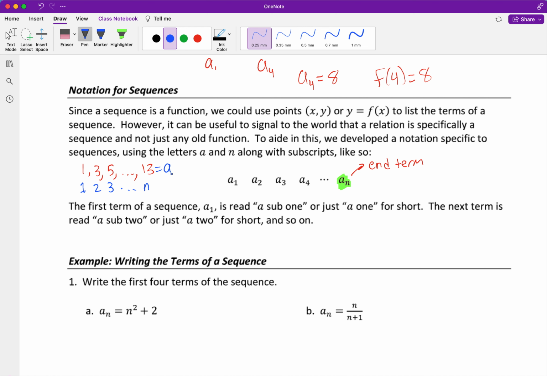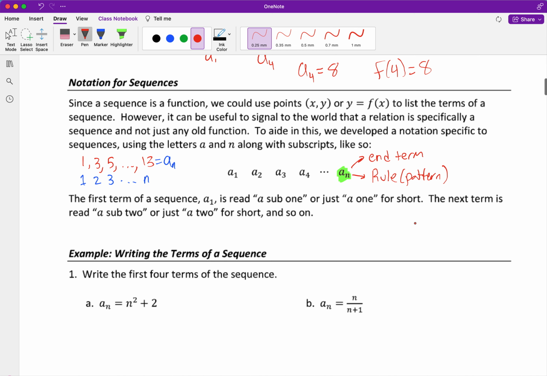So we would say 13 is a sub n right now because we don't know what the last term is. Like we don't know its number, like that it's the 7th in the pattern or something like that. So we call it an. So it's the ending term. It is also the rule or the pattern. And this is basically another fancy way of just saying the equation that you're using in order to figure out what the outputs are.